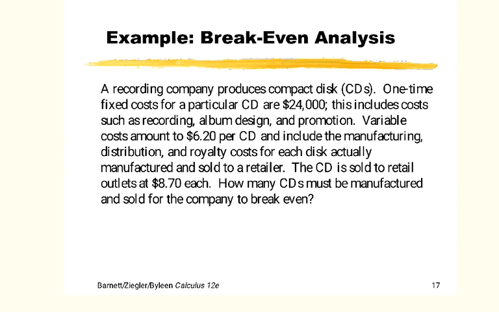So this is an example of a break-even analysis problem. It says a recording company produces compact discs, CDs, and a one-time fixed cost for a particular CD is $24,000. This includes costs such as recording, album design, and promotion. The variable cost amount is $6.20 per CD, and this includes the manufacturing, distribution, and royalty costs for each disc actually manufactured and sold to a retailer. The CD is sold to retail outlets for $8.70 each. How many CDs must be manufactured and sold for the company to break even?